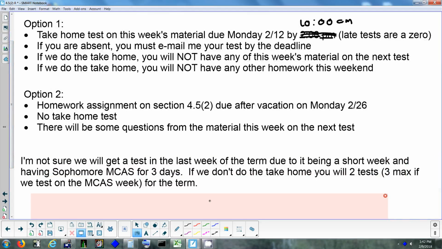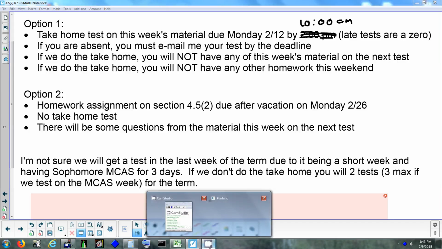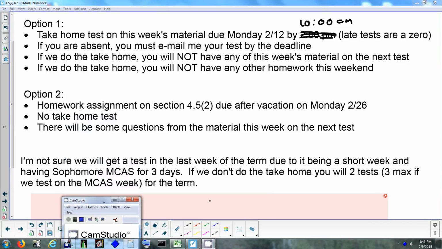What that means is we might not get a test in that week. I'm not sure. So if we don't do a take-home and we don't do a test the last week, that leaves you with 2 tests for the whole term, unless we give a test on an MCAS week, which would give you 3. Okay, so you guys get to decide with a secret ballot. You have 5 minutes. We need to vote quickly.